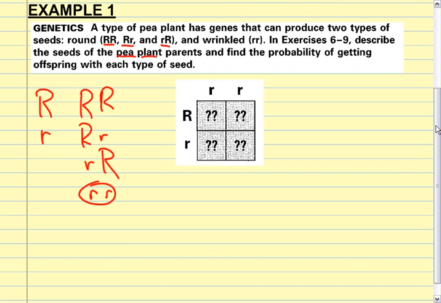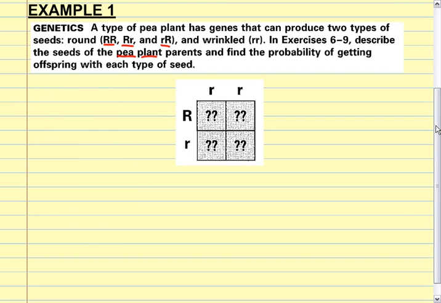Now let's look at these 2 parents. All right? These 2 P parents and their little P children. Okay, this P parent has the round gene and the wrinkled gene. Okay? This P parent has 2 wrinkled genes. All right? Now let's see what possible combinations their children would have. Well, this child would have round, wrinkled, and this child would have round, wrinkled. This child would have wrinkled, wrinkled, and the 4th child would have wrinkled, wrinkled.